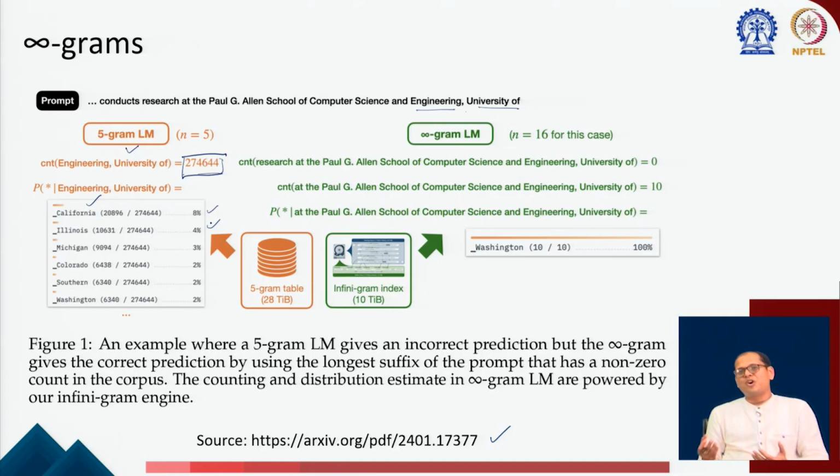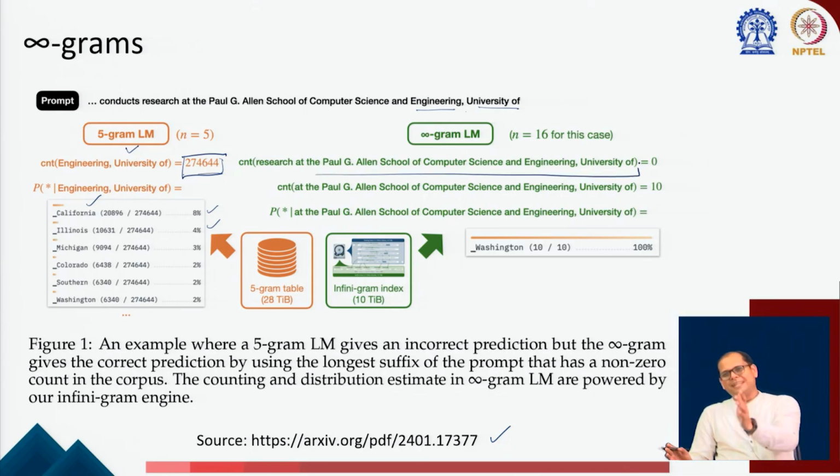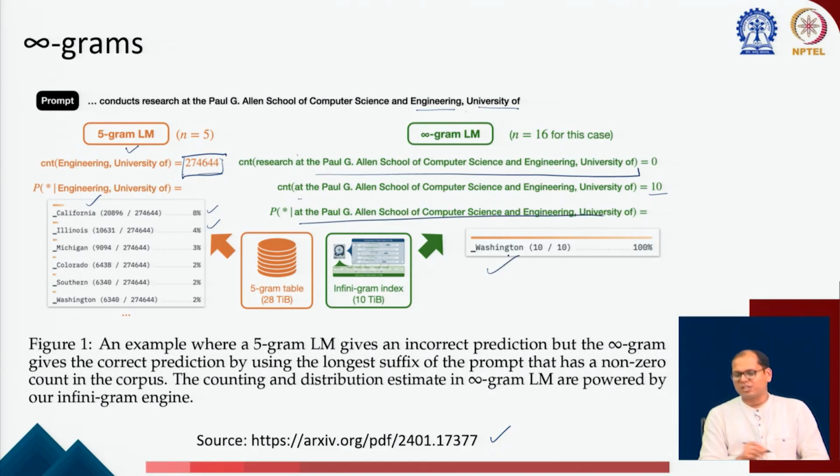But a 5-gram language model cannot use a higher context than engineering. So, what they showed in the infini-gram model, if I use the exact phrase from research up to here, it never occurs in the data. But they keep on backing off to the point which occurs in the data. They find that starting from at, this occurs in their data 10 times. So, they use that to compute the probability. They say, okay, probability of the next word given this, and there they find Washington with 100% probability, right, and that was the correct answer, because they were able to use a 16-gram model for this, right.